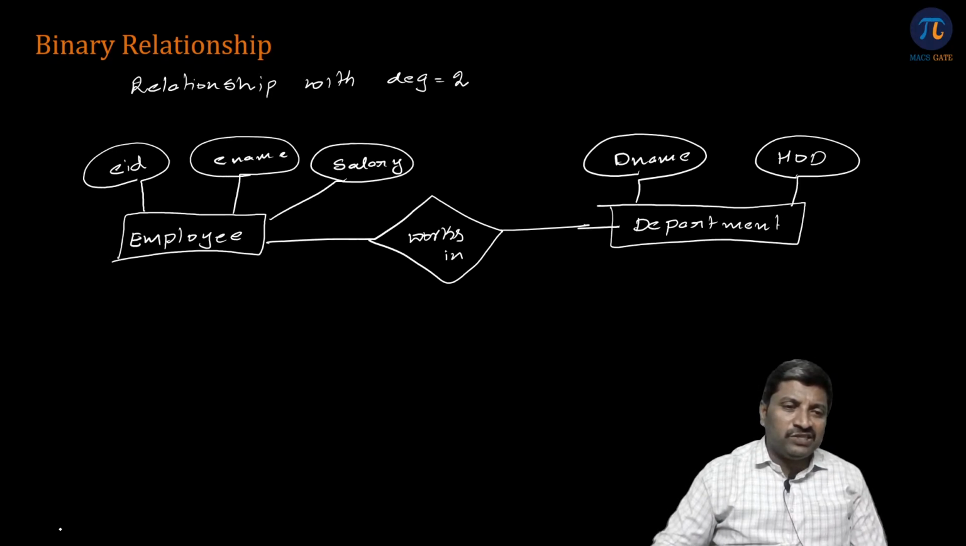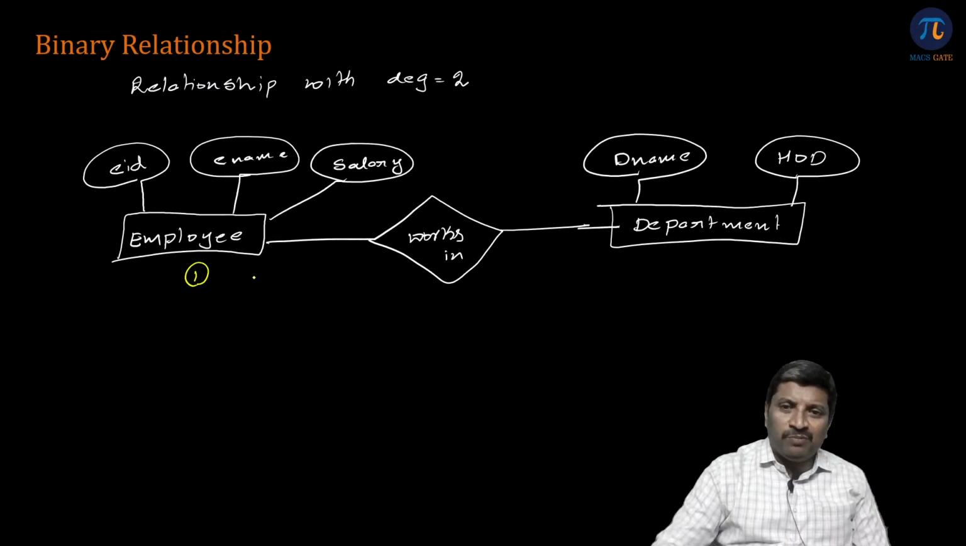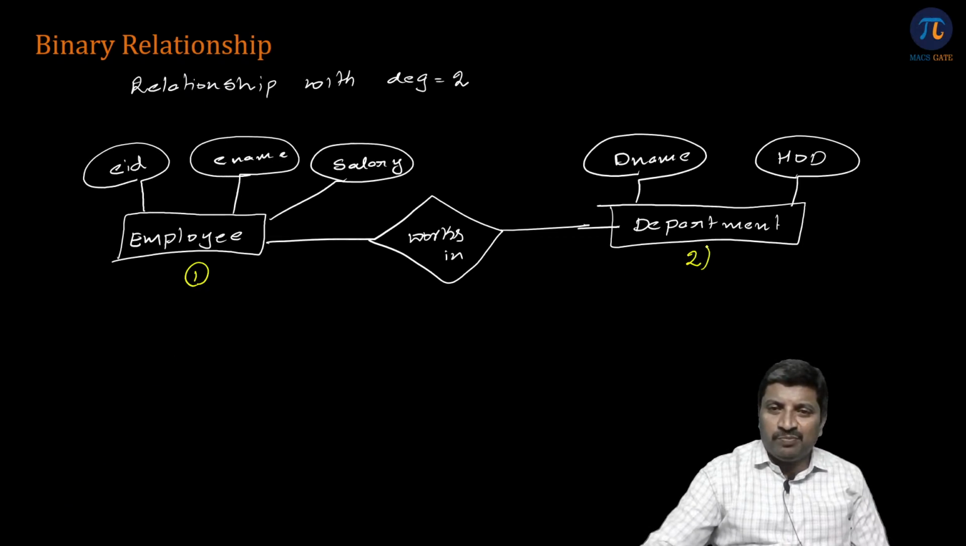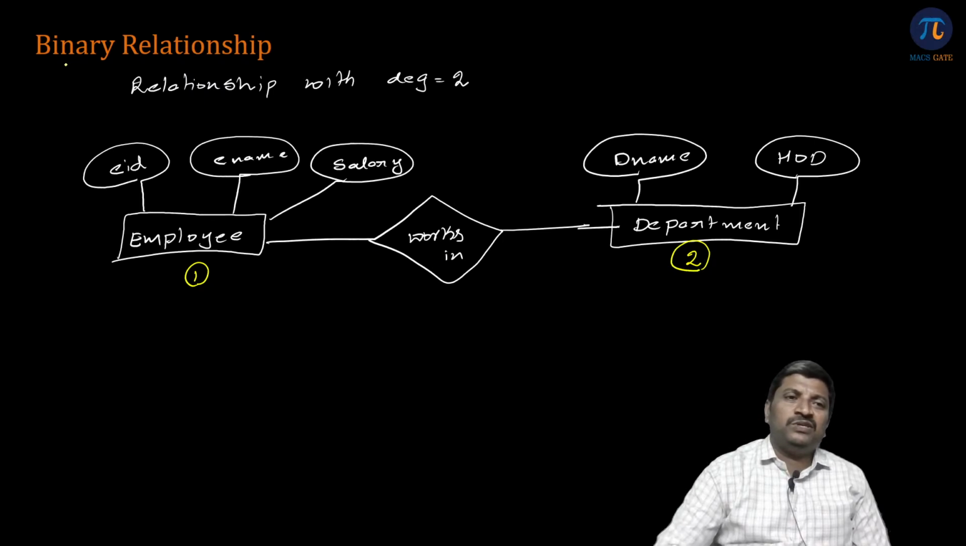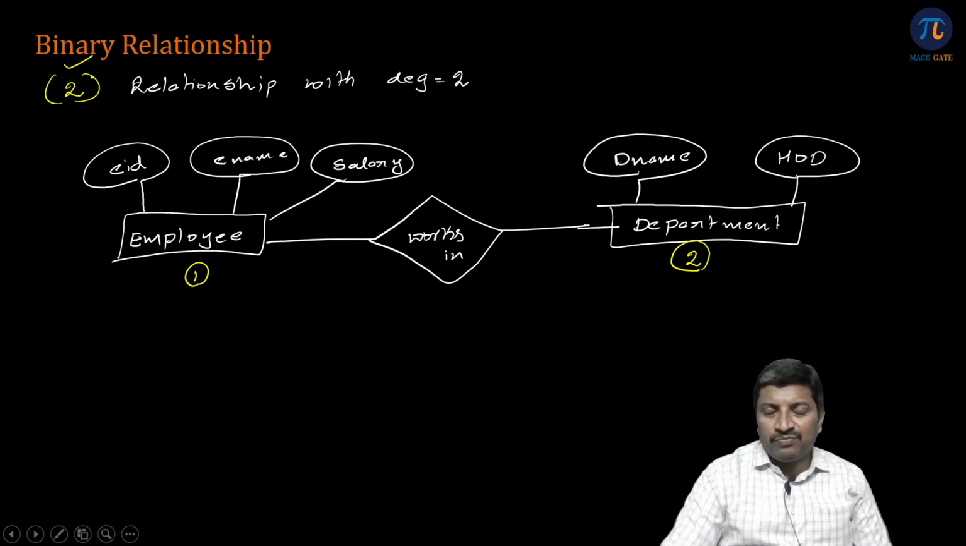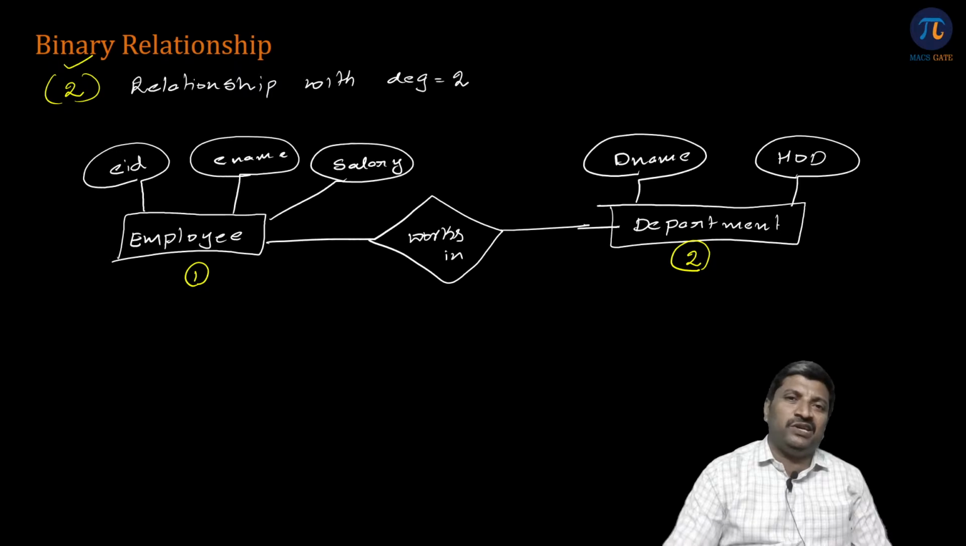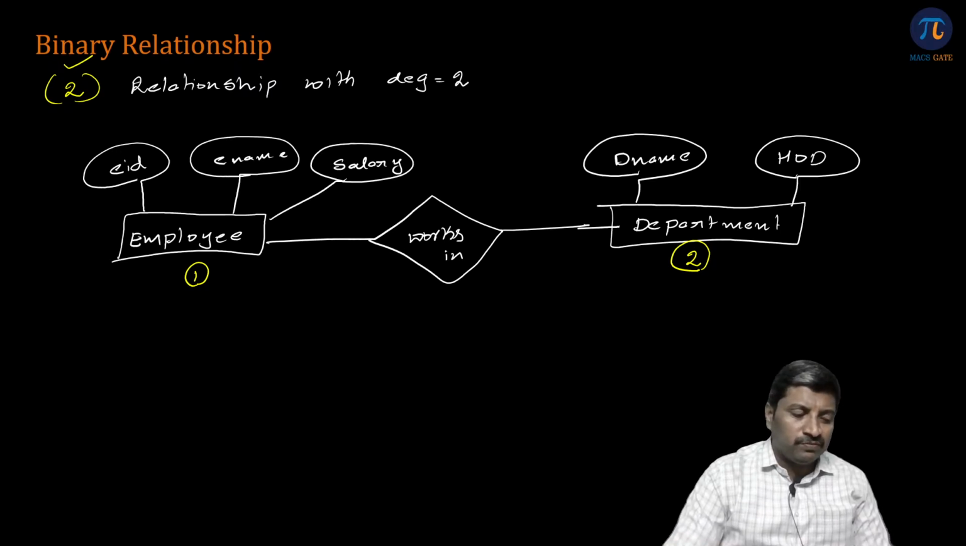Here, how many entities are participating in relationship works in, sir? So this is first employee. First one is employee, the second one is department. So that is an example of a binary. So binary is 2, sir. Relationship with 2 participating entities is binary relationship. Hope you understood it.